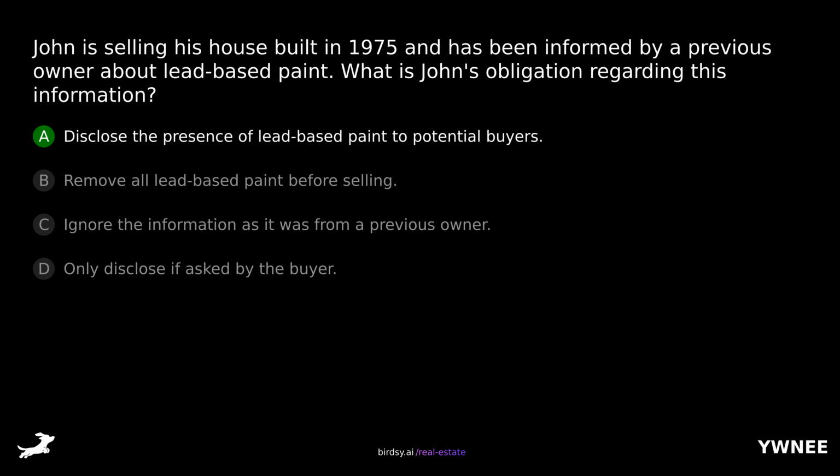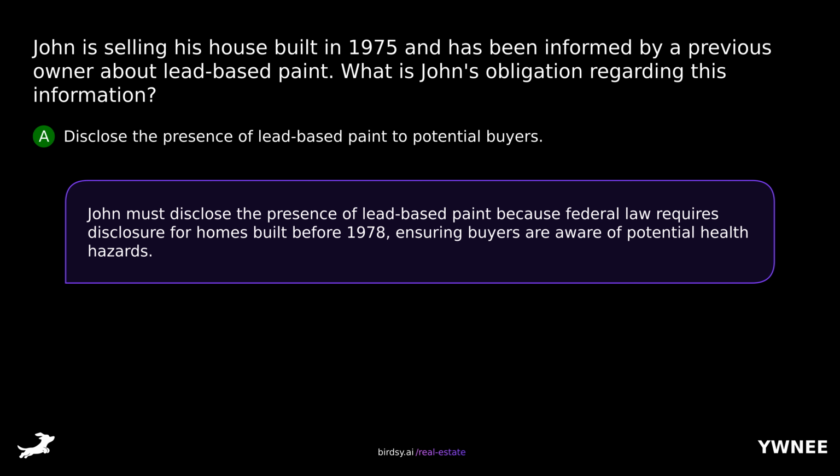The answer is A, disclose the presence of lead-based paint to potential buyers. John must disclose the presence of lead-based paint because federal law requires disclosure for homes built before 1978, ensuring buyers are aware of potential health hazards.